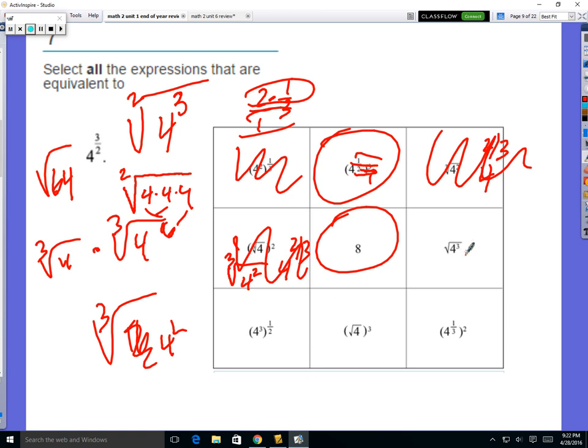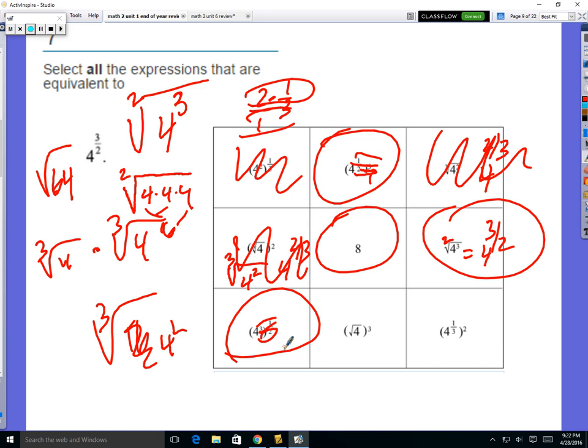Okay, this, if you morph this, it is 4 to the 3 halves. So that's a square root. So that one is good. That matches up. Times them, that's going to be 3 halves. That one's good. This is the same thing as this one, so that one's good. And if you times your exponents, that's going to be 2 thirds. That one's no good.